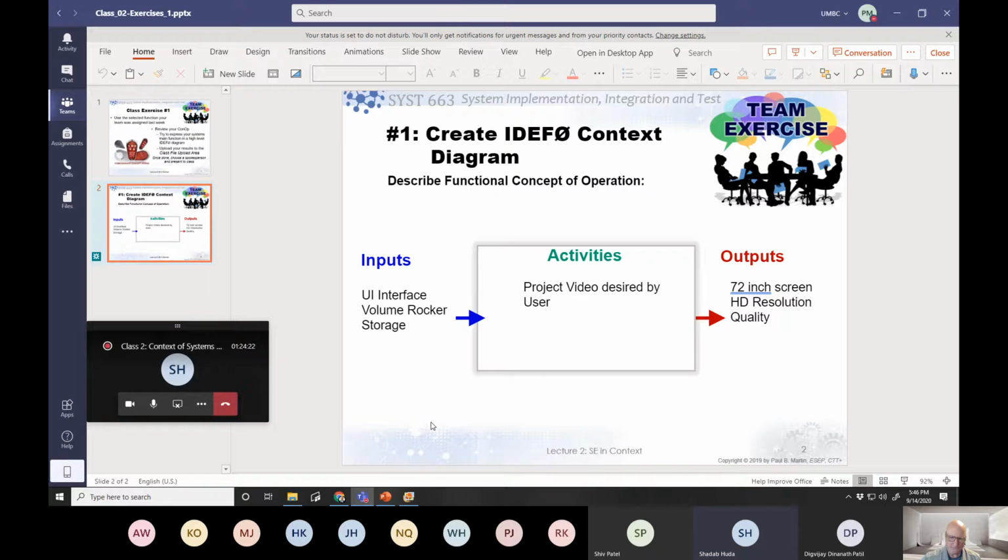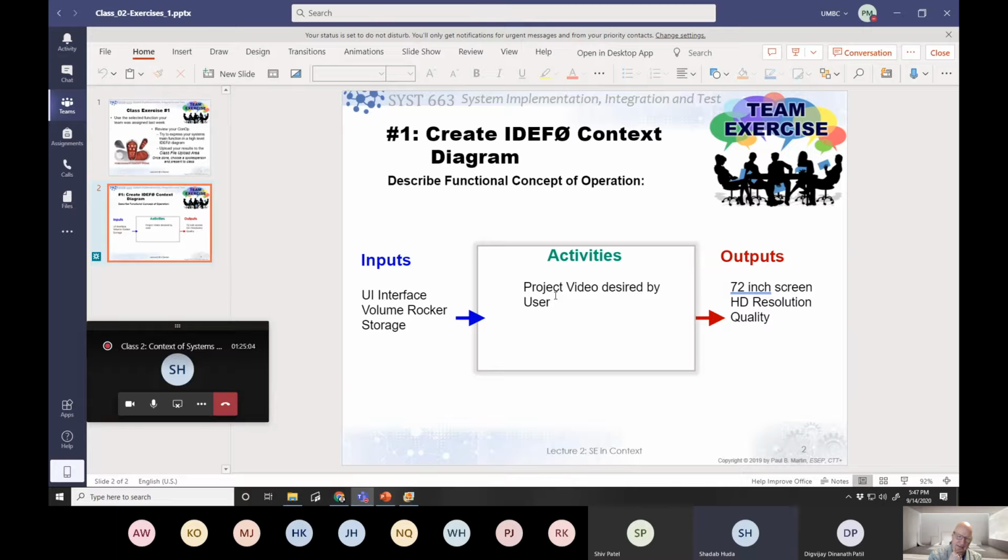Right? Exactly. So, and then the activity would be the project video desired by user, and the output would be that 72-inch screen with HD resolution. It's interesting. It's your activities like your output. But because your activity is to convert that file into your light mechanism, right? Whatever mechanism you're using, project. So you're kind of saying that by saying project, right? You're putting that function as part of that definition, correct? Yeah. And that's what we were going for.